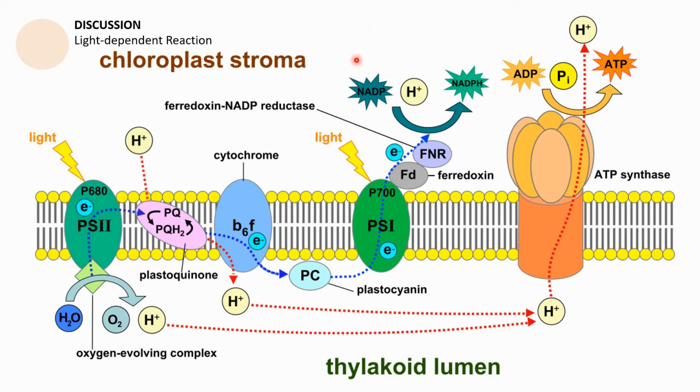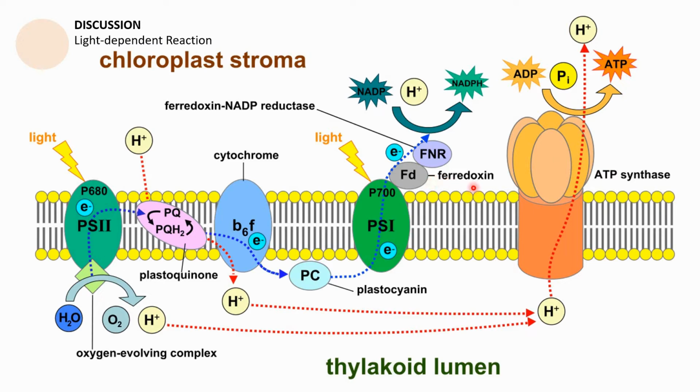First things first. Again, the thylakoid lumen is right here, the chloroplast stroma is right there. They are separated by a phospholipid bilayer. And embedded in this phospholipid bilayer are these. This is a cytochrome, this is PS2, a photosystem 2. Then this is plastoquinone.